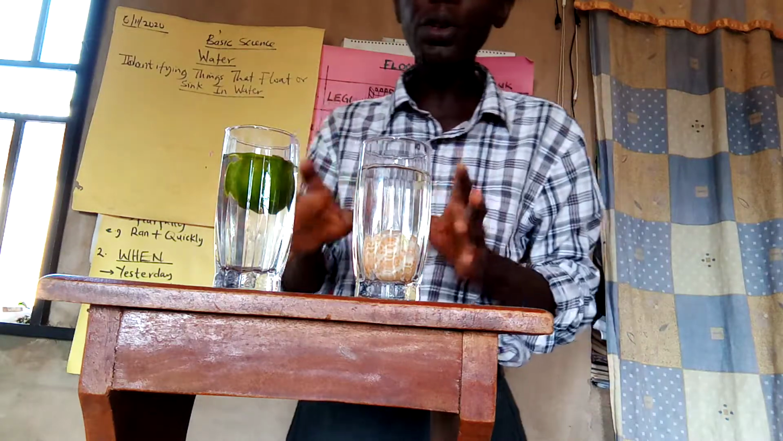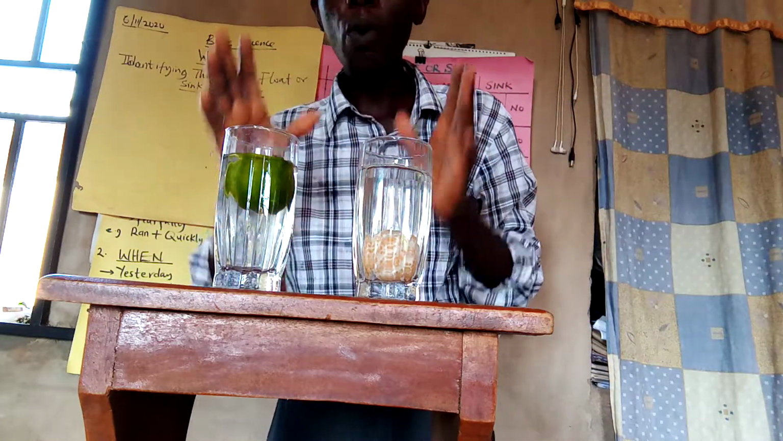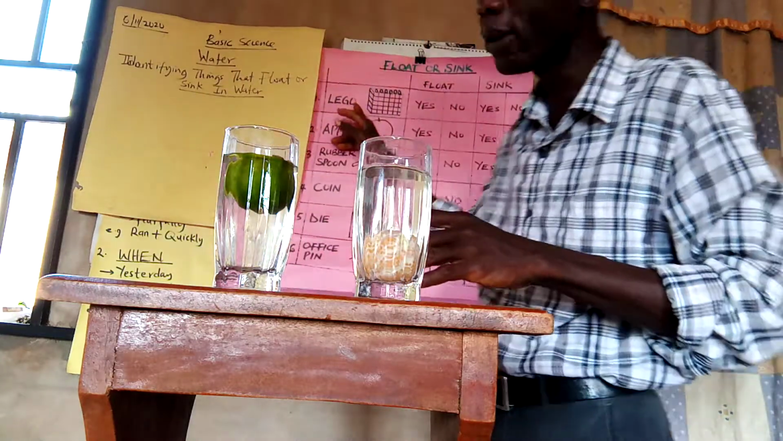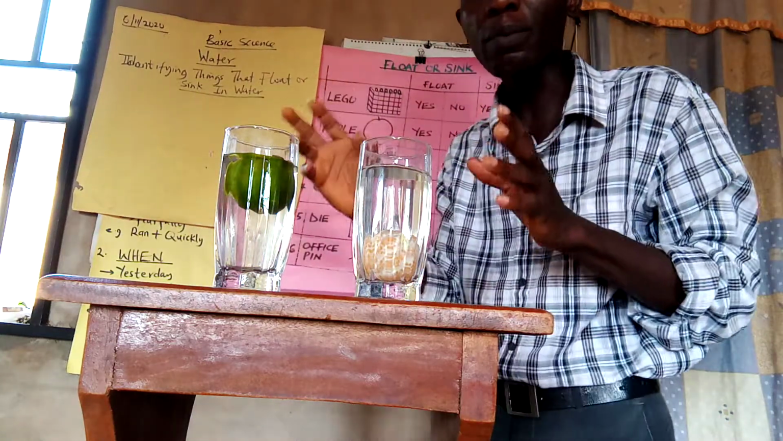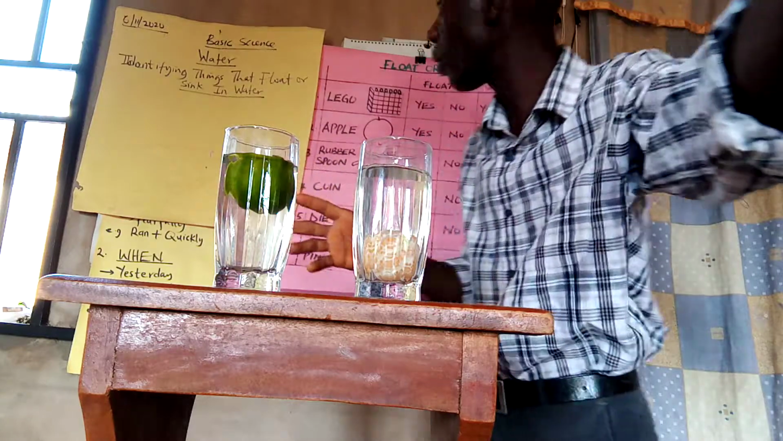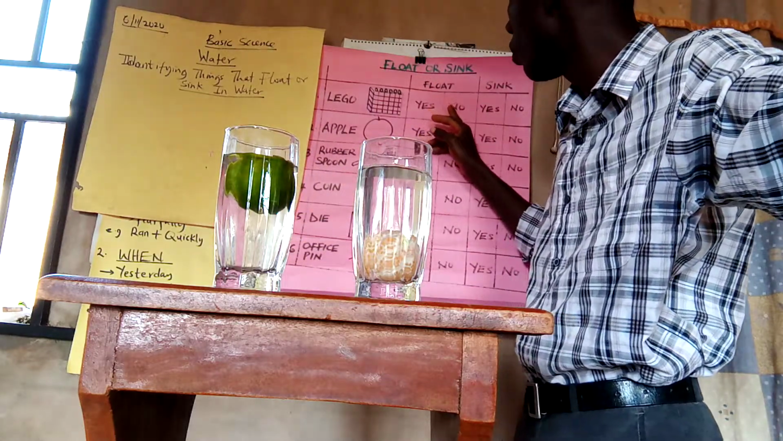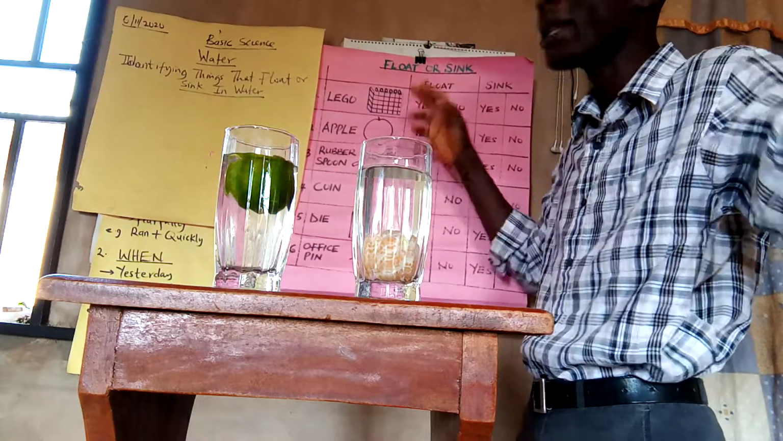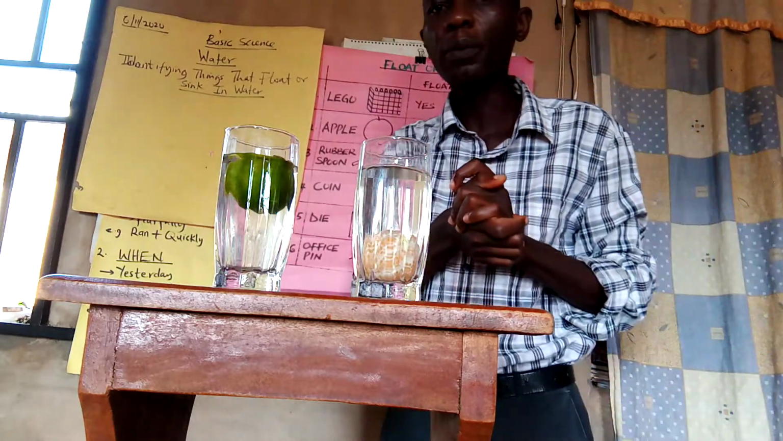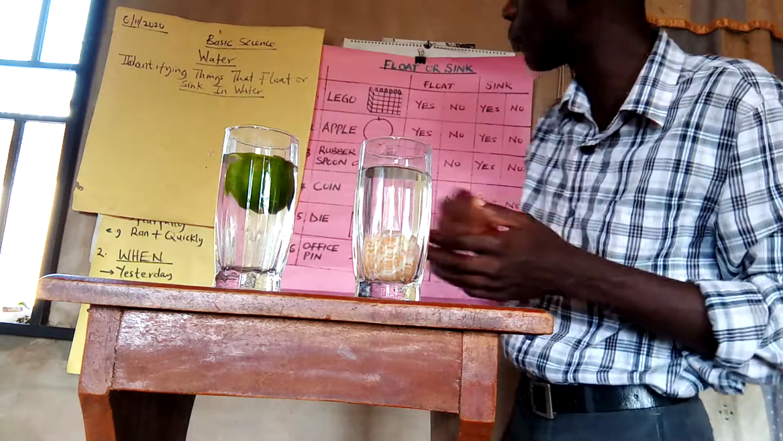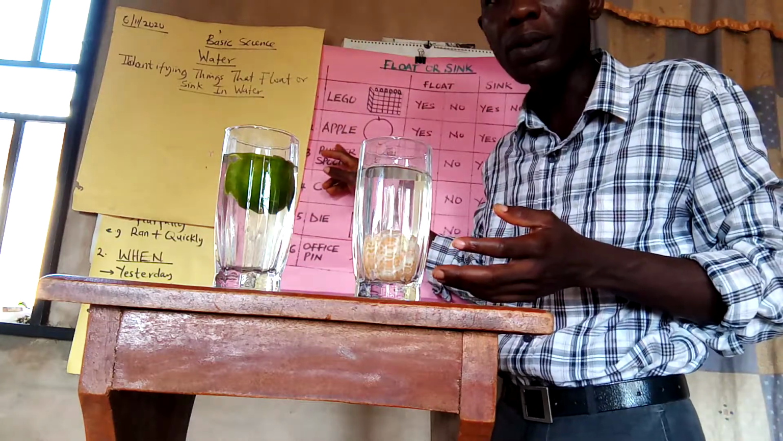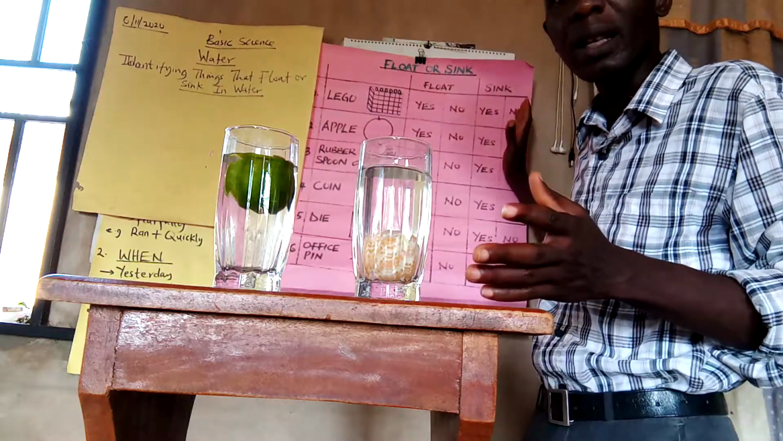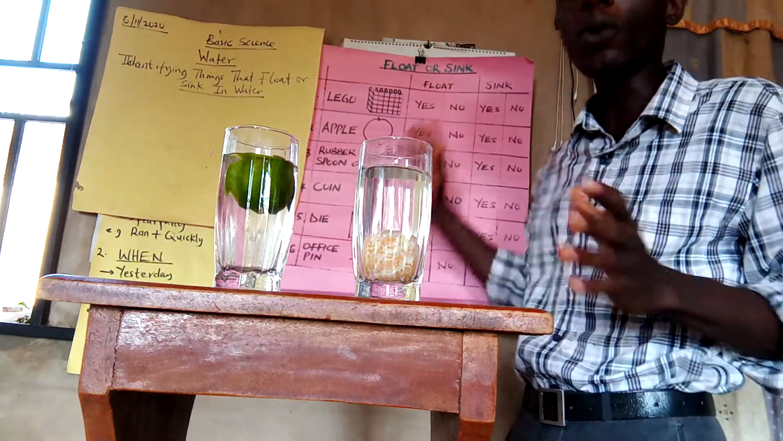Okay, I think each group has their worksheet now. So the captain will now stand up and tell us what happened when you dropped Lego into that glass cup of water. What happened to the Lego? Does it float or sink? Float. You circle yes. Let's clap for group A. Good of you. Then we go to group B. What happened when you dropped that apple into the water? Does it float or sink? It also floats. Good of you.